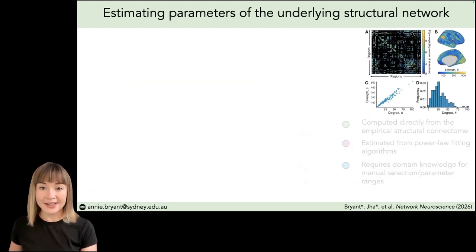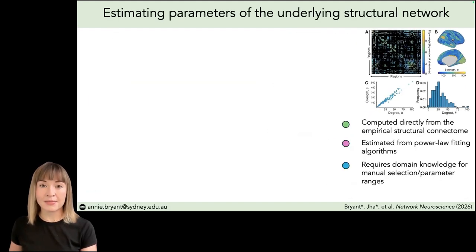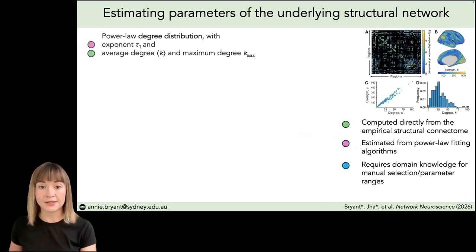But I'll digress for now and just quickly review the key parameters governing the stochastic network generation algorithm that we used here. So I've color-coded these parameters into three categories. Those with a fixed value set to directly match the empirical connectome are in green. Those with a fixed value estimated from a power law fitting algorithm are in pink. And those sampled from a specified range that we manually titrated are in blue. And so I'll first introduce the concept behind each parameter before showing the actual values we used in our model.